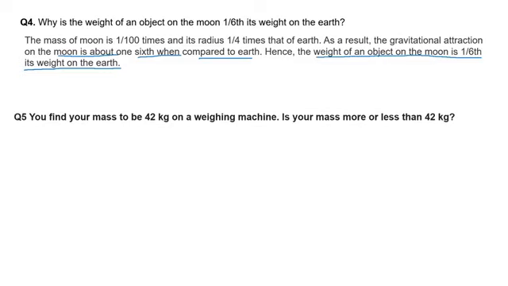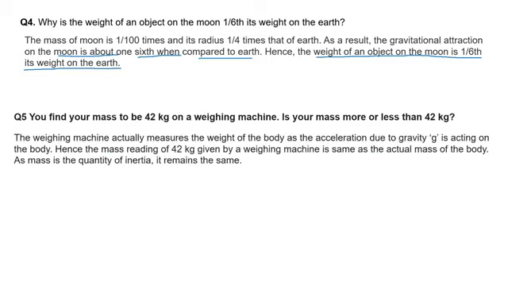You find your mass to be 42 kg on a weighing machine. Is your mass more or less than 42 kg? Let's see. The weighing machine actually measures the weight of the body as the acceleration due to gravity g is acting on the body, right? Hence, the mass reading of 42 kg given by the weighing machine is the same as the actual mass of the body. As mass is the quantity of inertia, it remains the same.